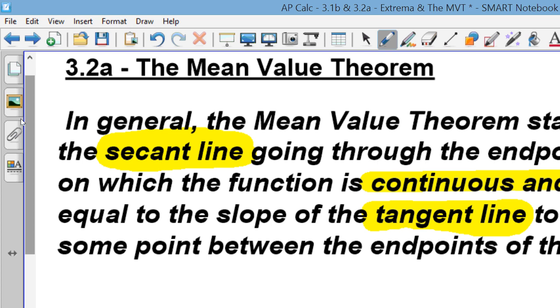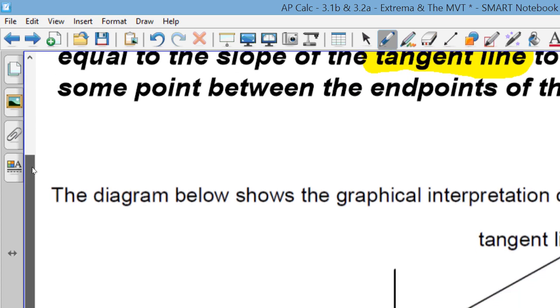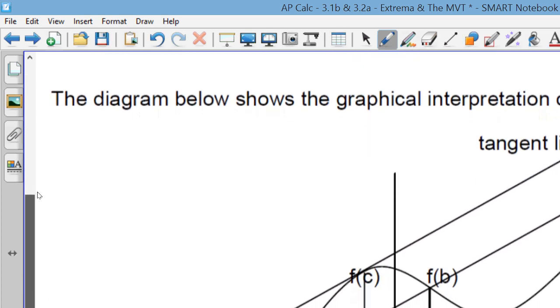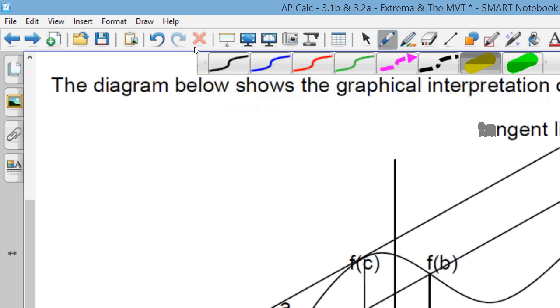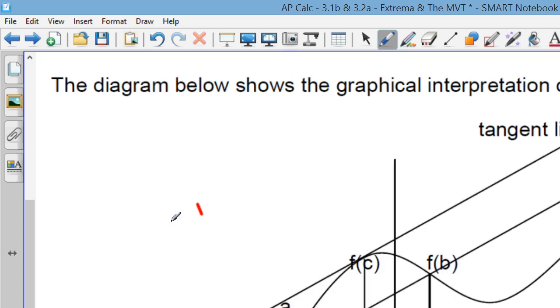So let's just visually look at what I'm talking about. Don't make this theorem harder than it needs to be. Here's the deal. Okay, so here's the secant line. Here's the beginning of the secant line. Here's where it ends, okay? And we can kind of see the slope of the secant line. It's here, right? We can see the rise over run of that thing, right?